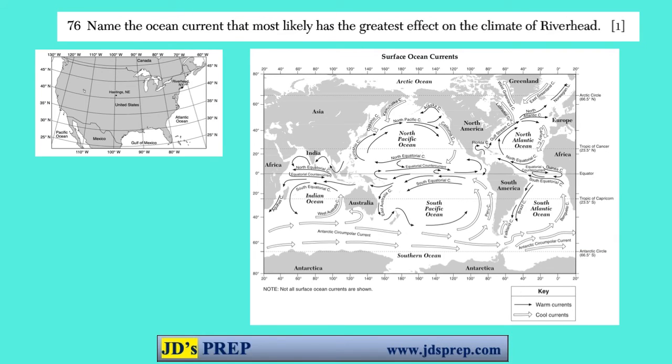And lastly, we're being asked about the ocean current that most likely has the greatest effect on the climate of Riverhead. So this is just a question about Riverhead. You are going to want to find this surface ocean currents map from your data booklet, identify where Riverhead is on there, and you can see the current that's closest to where Riverhead is. So the correct answer for this is the Gulf Stream current.